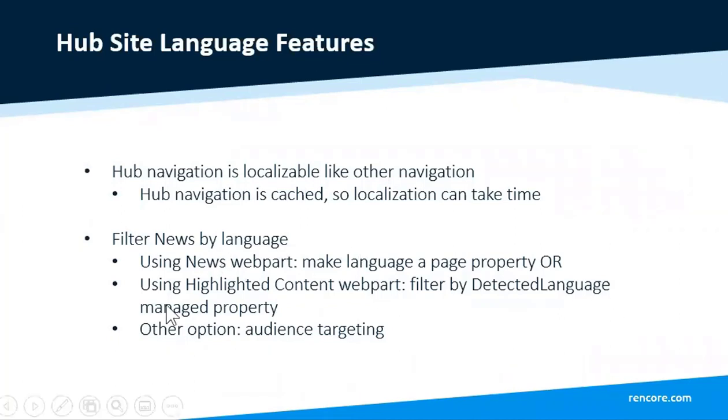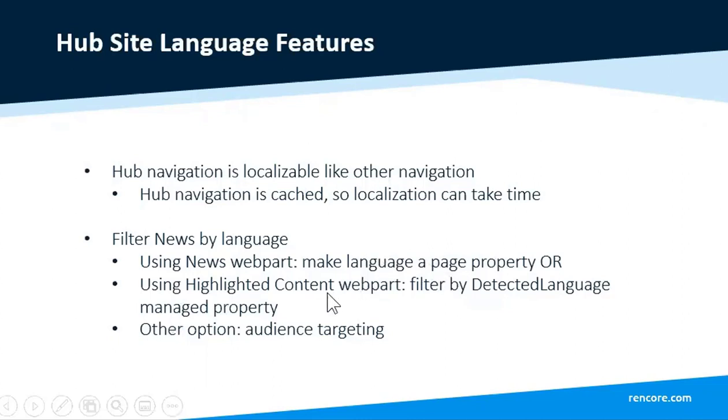The news web part is a little rudimentary in the way that it filters. It gets better all the time, but you can make language a page property. So when you create a news item, you can give it a language and use the news web part to filter according to that page property.